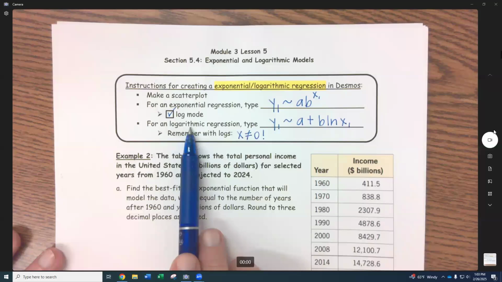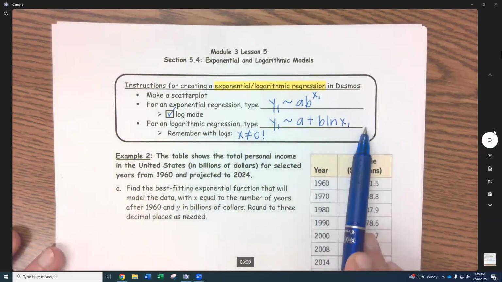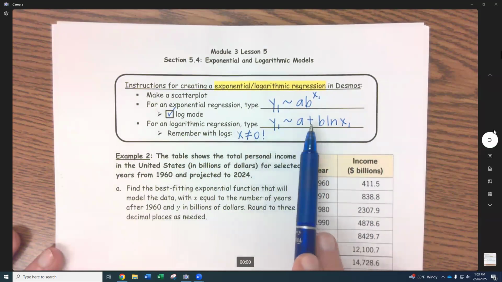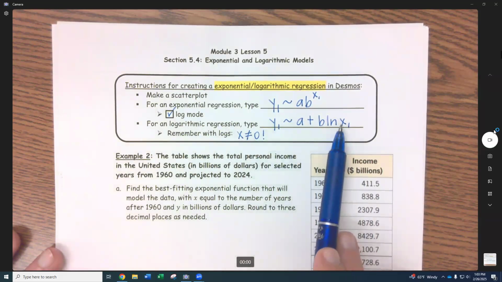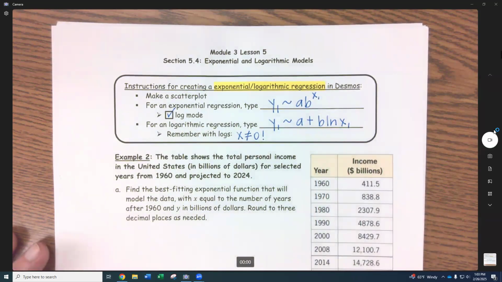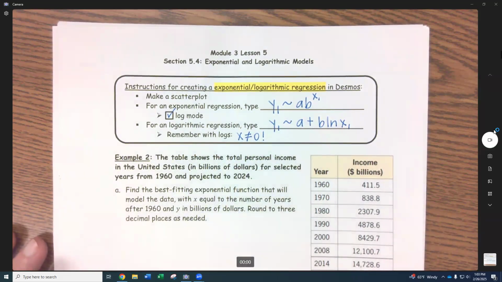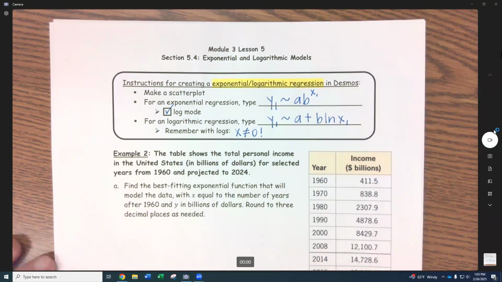So then for log regressions, this will be our regression here. So y sub 1 tilde a plus b natural log of x sub 1. And we do need to remember that when we are doing logs, our logs cannot have an input, an x, that equals 0. Okay, so keep that in mind.